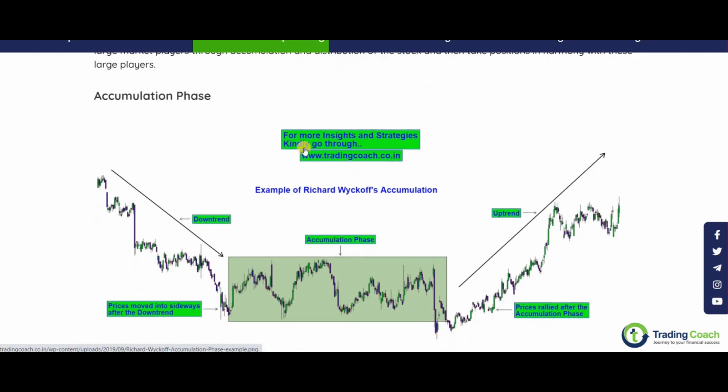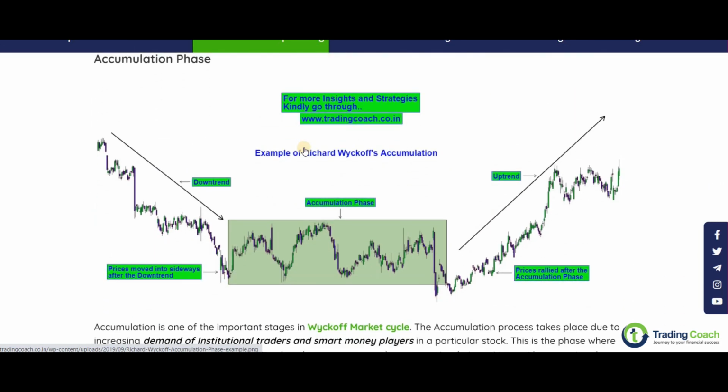And the accumulation phase is exactly the opposite of that. This is the phase where the big players are actually buying the stock from the uninformed retail traders. So the people who are not aware of the market are selling the stock, and the so-called big players are buying the stock in these circumstances. Wyckoff dedicated much of his time to identifying these accumulation and distribution phases. We will discuss these different terminologies in upcoming videos.